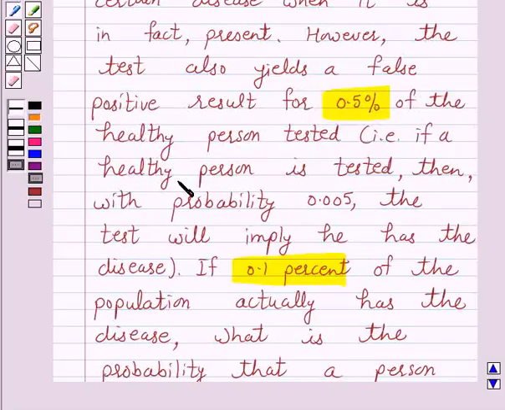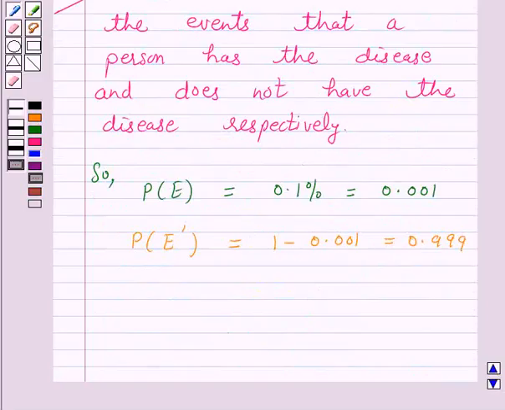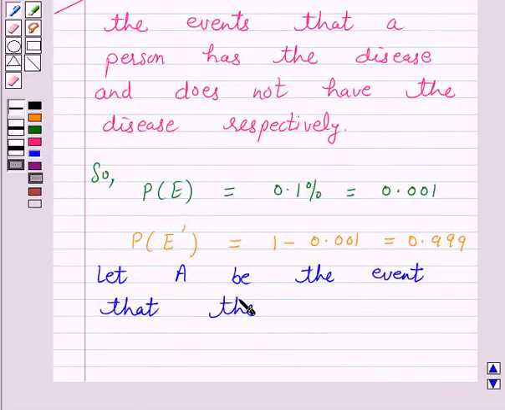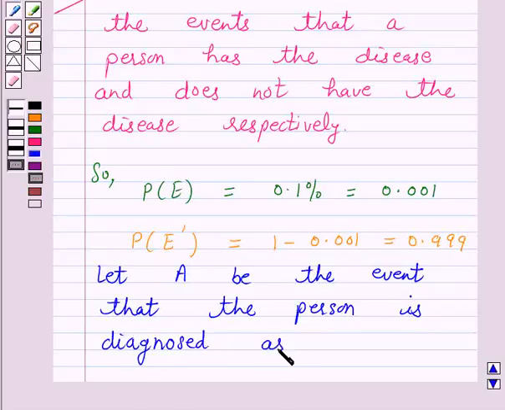Now we are given the test also yields a false positive result for 0.5% of the healthy person tested. That is, if a healthy person is tested, then with probability 0.005, the test will imply he has the disease. So let A be the event that the person is diagnosed as positive.